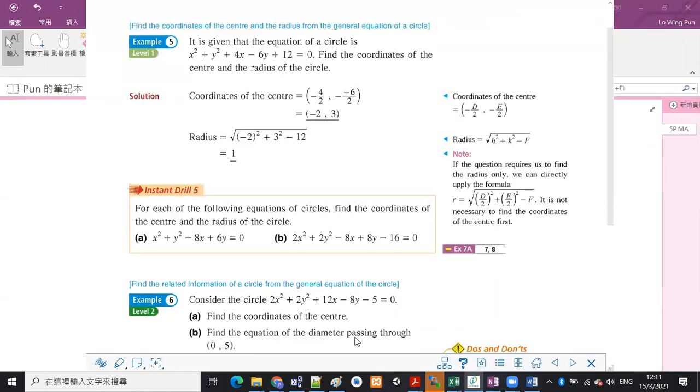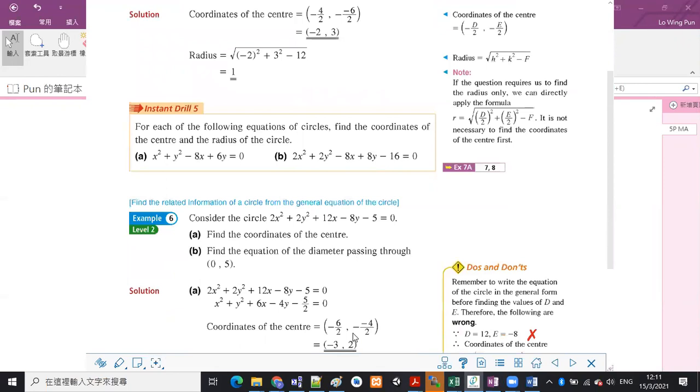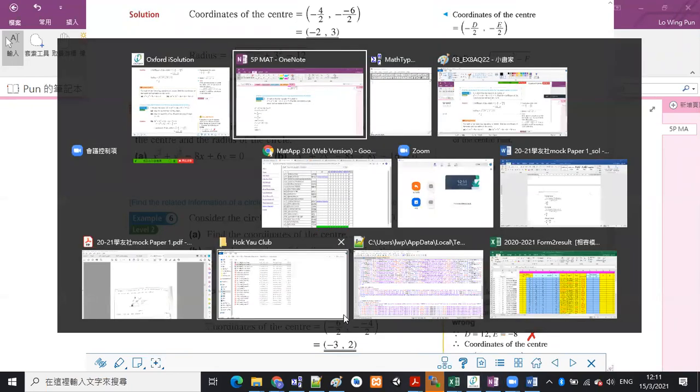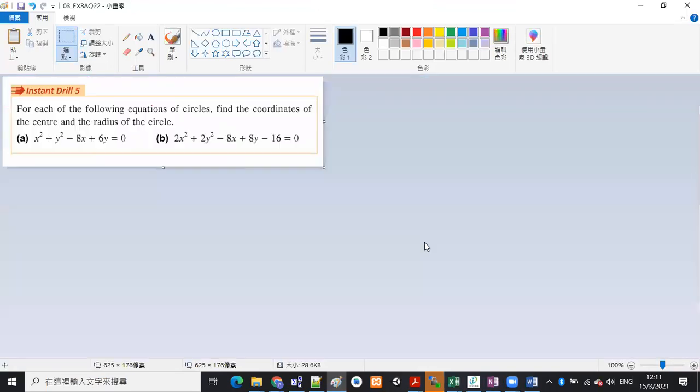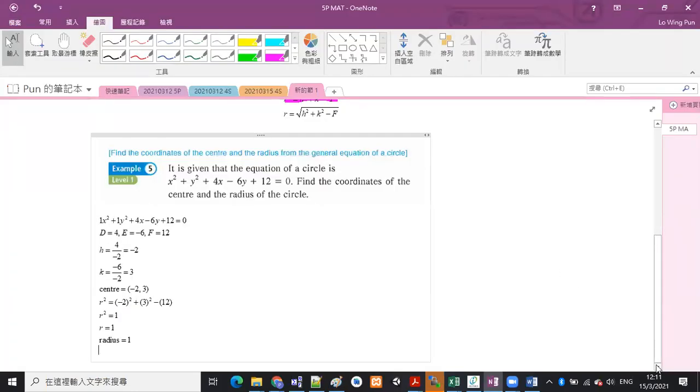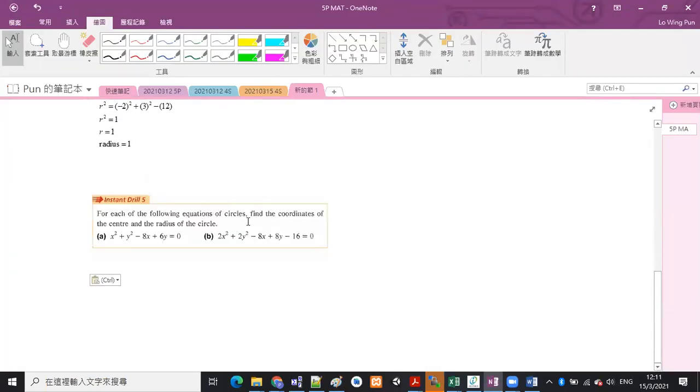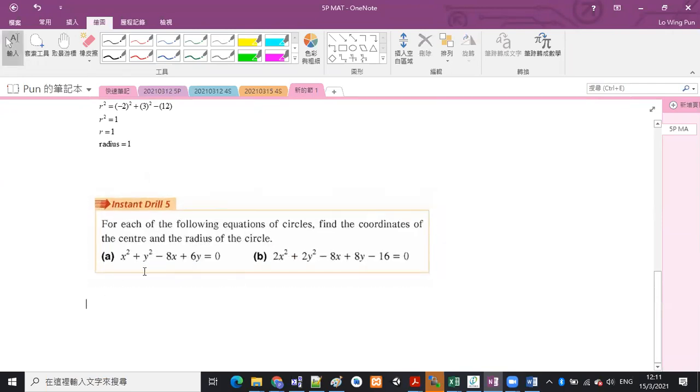Okay, now I would like you to do the instant drill number 5. Instant drill number 5. So I give you 3 minutes to do this. Please remember to submit your classwork to the Math app.